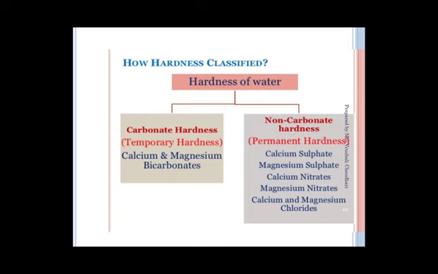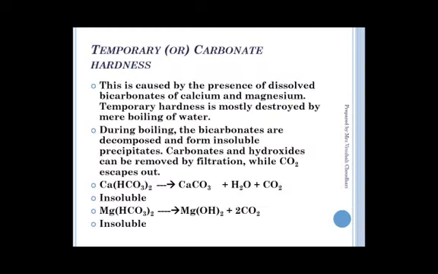Sulfates, nitrates and the chlorides of calcium and magnesium form permanent hardness, so it is called non-carbonate hardness, while the bicarbonates cause the temporary hardness. It is called carbonate hardness.